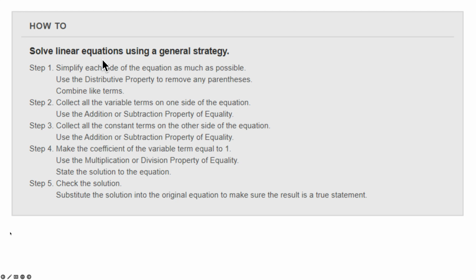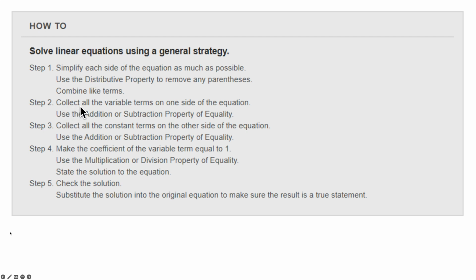Number one is simplify each side of the equation as much as possible. So like I said, we'll do some combining of like terms. Sometimes we will use the distributive property to remove parentheses, and sometimes we won't. Again, we're going to make you as efficient as possible. If you have to do the distributive property, that traditionally makes the values much bigger and more difficult to work with. Well, there's some other things you can do to make values smaller.